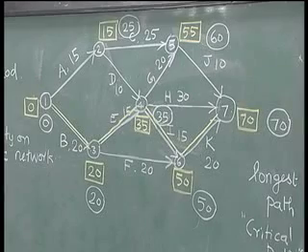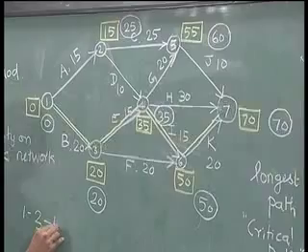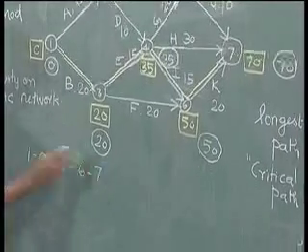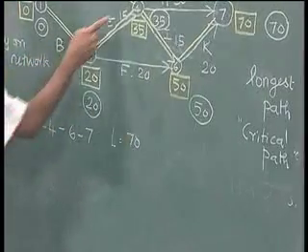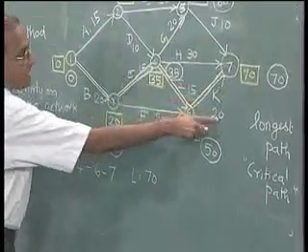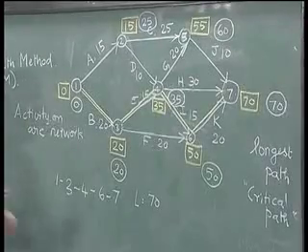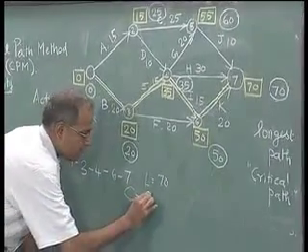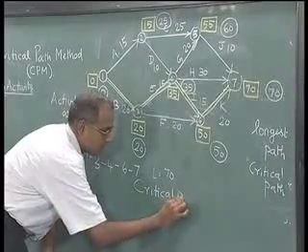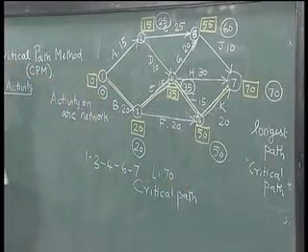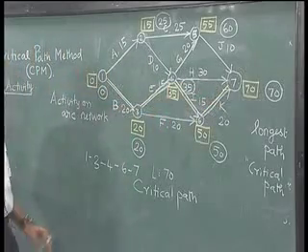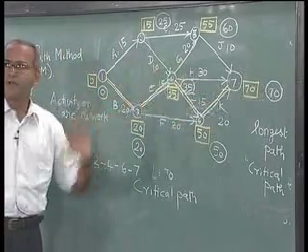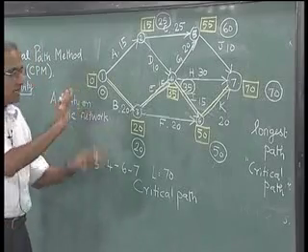So, this path, 1 to 3, 3 to 4, 4 to 6, 6 to 7, with length equal to 70, which is 20 plus 15, 35, plus 15, 50, plus 20, 70, is the longest path, and it is also called the critical path of this network. So, the critical path is the path that goes from the first node to the last node, such that all the vertices in the critical path have both labels equal.